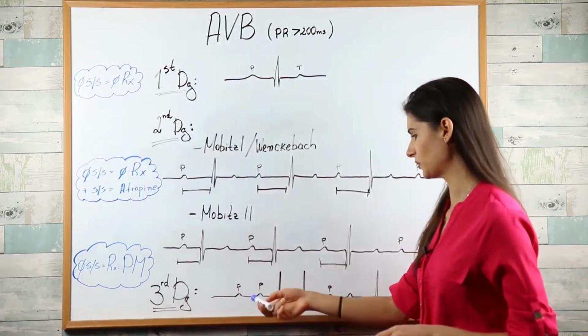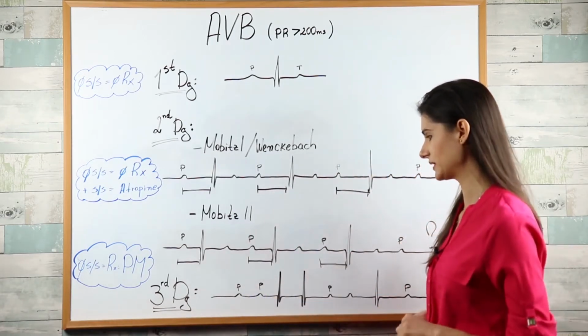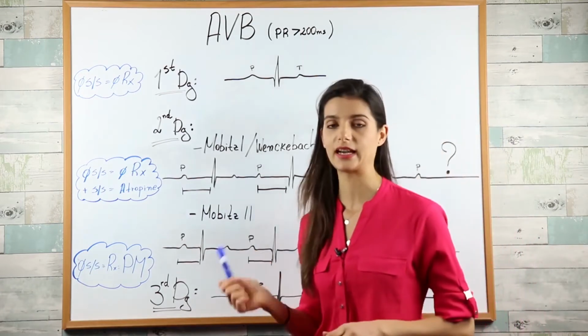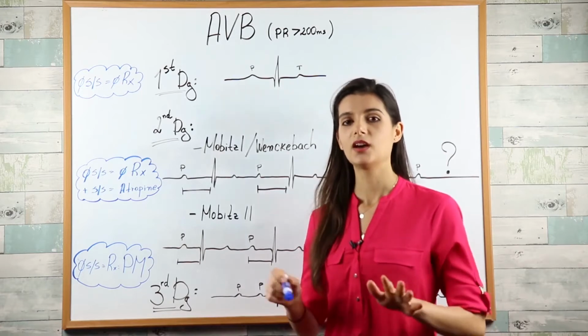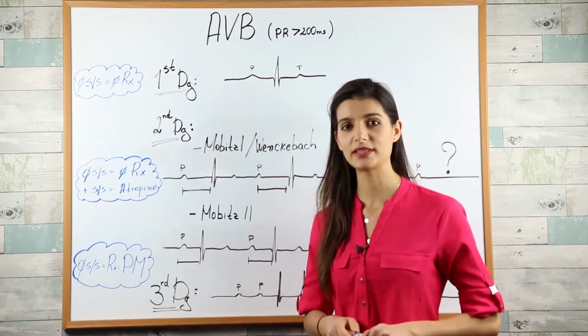Alright, moving on to third-degree AV block characterized by independently contracting atria and ventricles. As you can see here, P followed by P followed by 2 QRS complexes. And since it can cause sudden cardiac death, we have to put a pacemaker even in asymptomatic patients. Okay, so this was the quick recap of AV blocks and we are moving on.